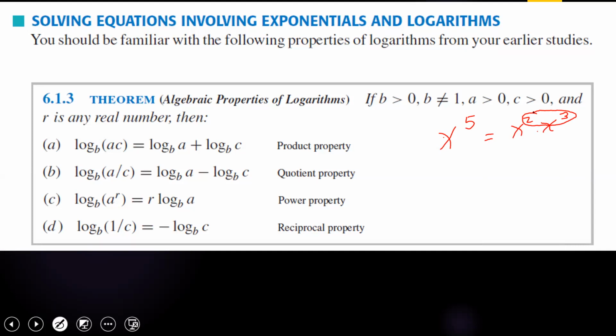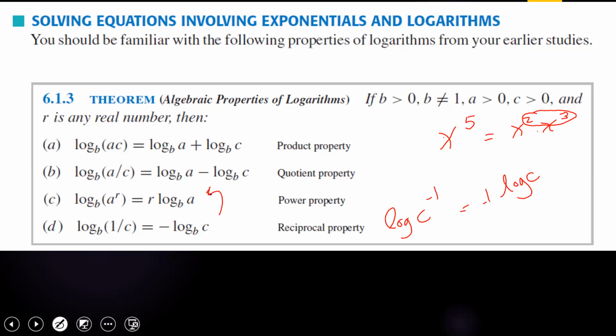If we have a logarithm of a over c, that means the logarithm of a minus the logarithm of c. And if we have logarithm of a to the power r, we expand it as r times logarithm to the base b of a. And logarithm of 1 over c, we can write it as c to the power negative 1, so it's negative 1 times logarithm c, using the previous one.